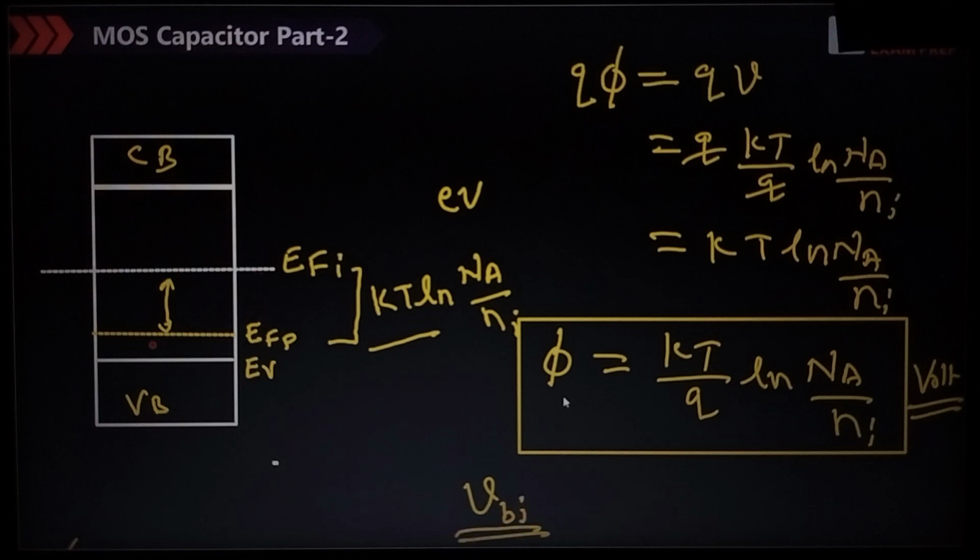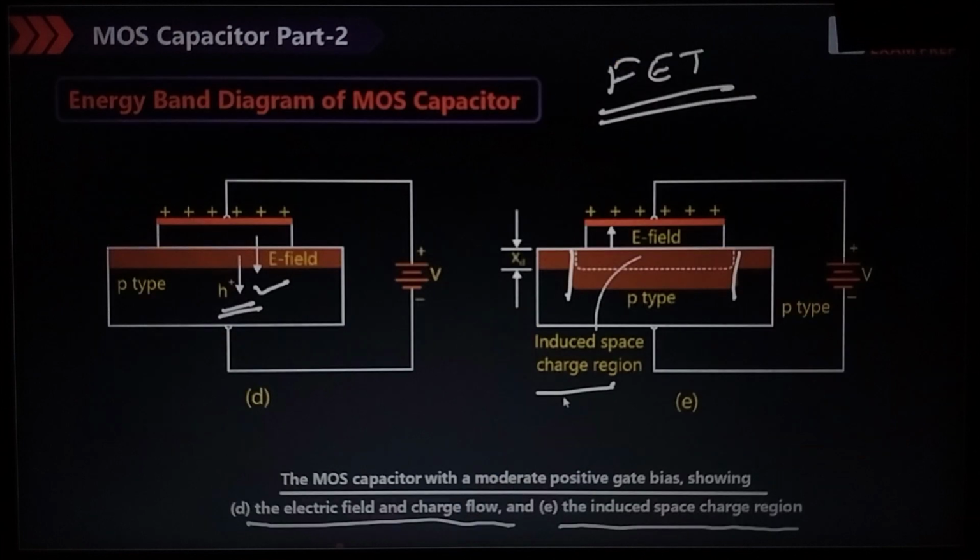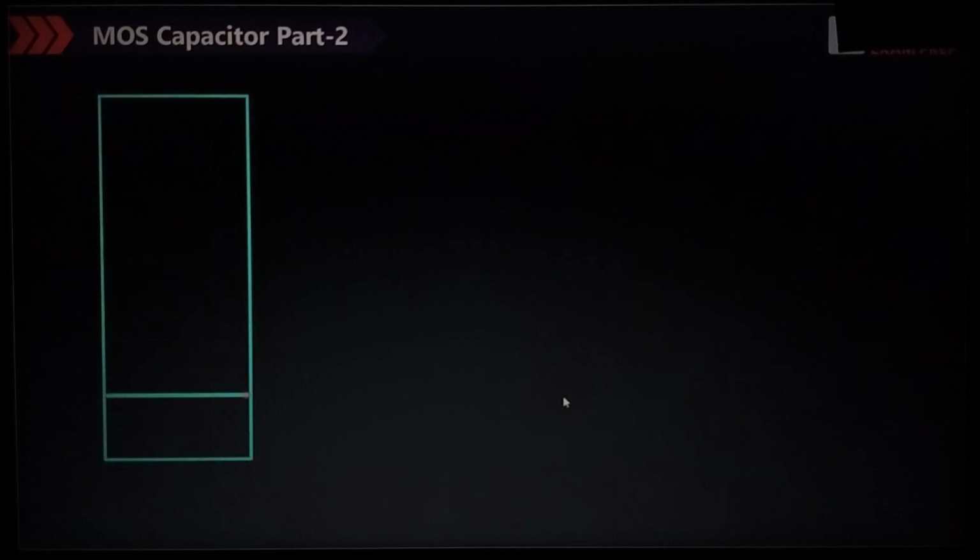And suppose it is converted into N-type. Then where will the Fermi level be, everyone? For an N-type semiconductor. Initially the Fermi level was here. This is the gap.